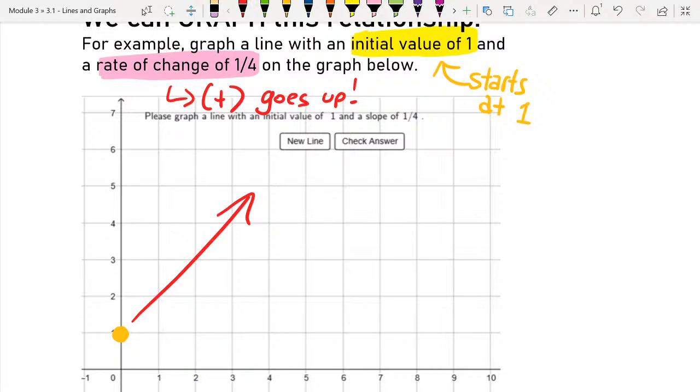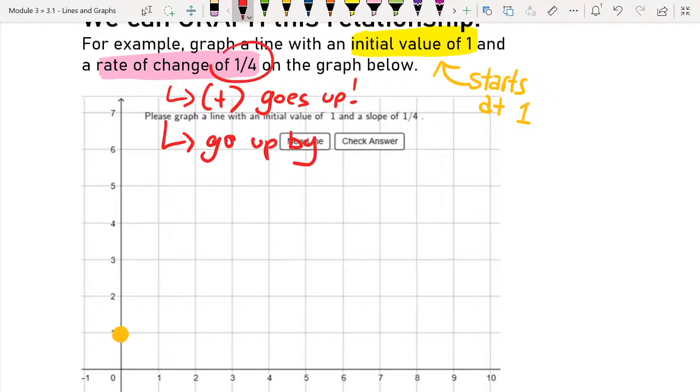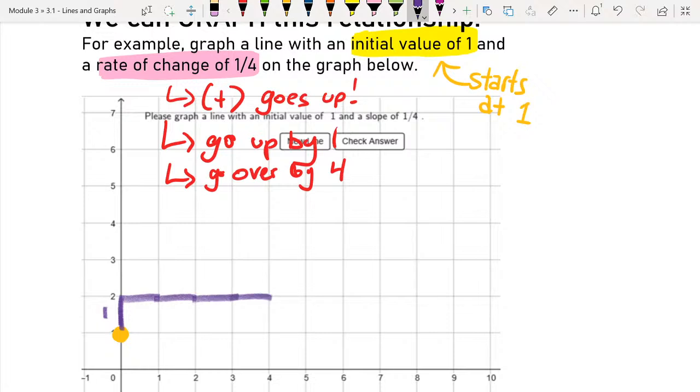And then it tells us how much do we go up and down by. We go up by how much? According to this slope, 1. We go up by 1. And then we're going to go over by how much? 4. Very good. So from here I'm going to go up by 1, and I'm going to go over by 1, 2, 3, 4, and I'm going to draw my next point. Does that make sense? Cool.